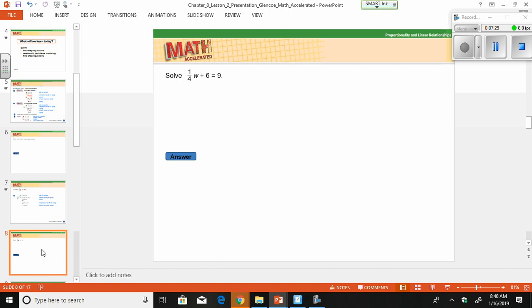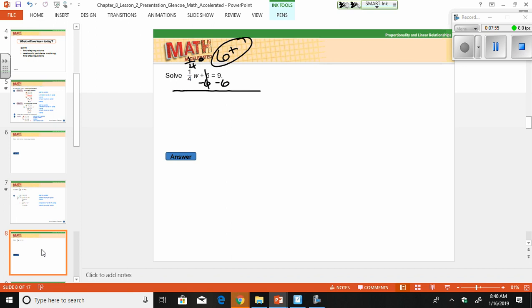So solve 1/4 w plus 6 equals 9. Again, we do addition and subtraction first. What's with the w? We have 1/4, which is multiplying, and we have 6, which is adding, so I'm going to have to get rid of that 6 first. The opposite of a positive 6 is negative, so I subtract 6 from one side. If I do it to one side, I have to do it to the other side of the equal sign. So I'm left with 1/4 w equals 3.